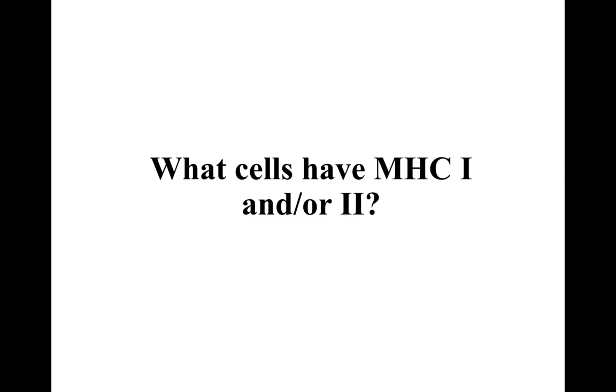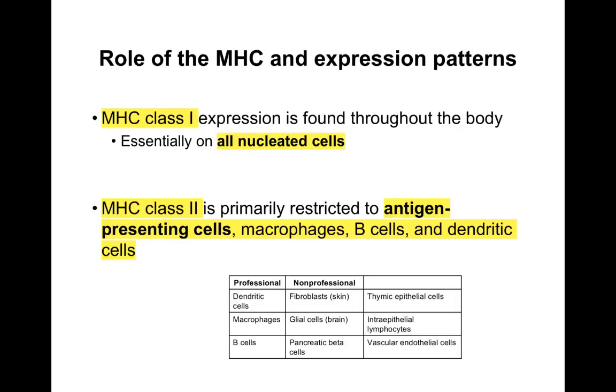So what cells have MHC1 and which ones have MHC2 and which ones have both? MHC class 1 is on all nucleated cells. Red blood cells don't have MHC class 1, but all nucleated cells basically have MHC class 1. That's important so that a cell can constantly be showing some of its proteins and be saying, am I a healthy cell? Are these proteins that are inside of me healthy? All cells of the body that are nucleated can do that.